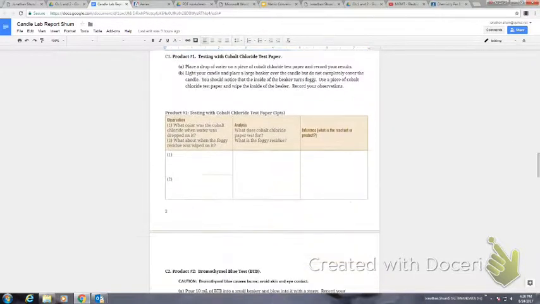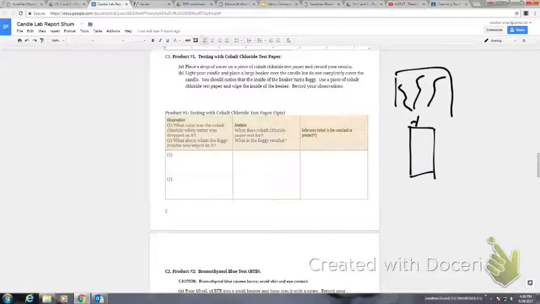Cobalt chloride. What you notice is when you first drop water on it, it turned pink. So cobalt chloride is an indicator of water. And then what you should have noticed is after you trapped the product, so you put the beaker over the candle, you trapped the gas that was being produced. So whatever gas was being produced, you got trapped here.